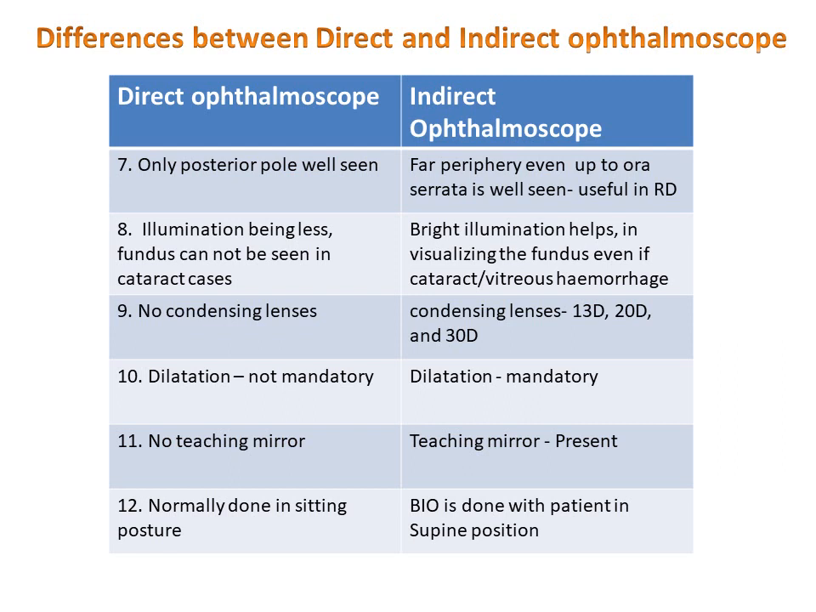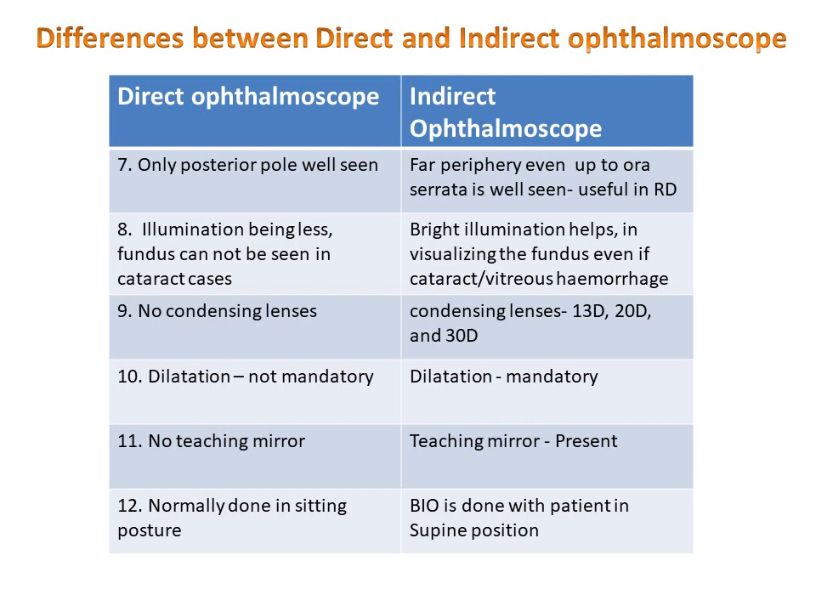Dilatation is not mandatory in direct ophthalmoscope because even without dilatation of the pupils, you will be able to easily visualize the posterior segment in direct ophthalmoscope, but dilatation is mandatory in case of indirect ophthalmoscope, and the detailed assessment is possible only if you dilate the pupil with tropicamide and phenylephrine hydrochloride.